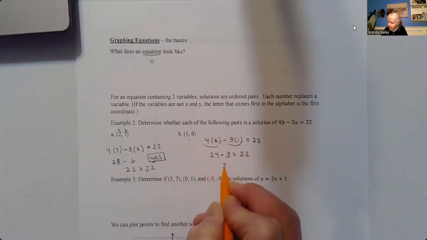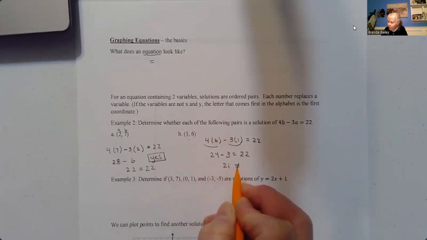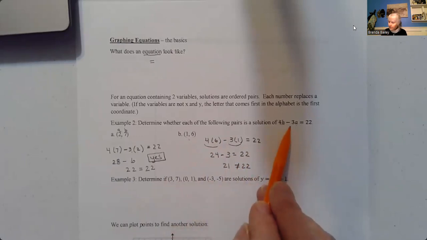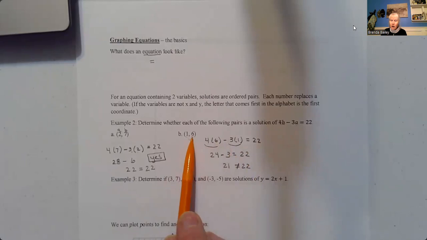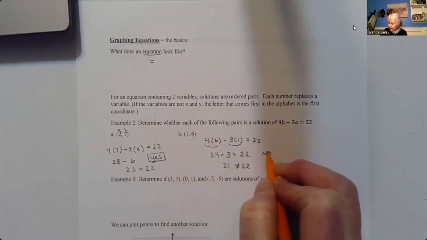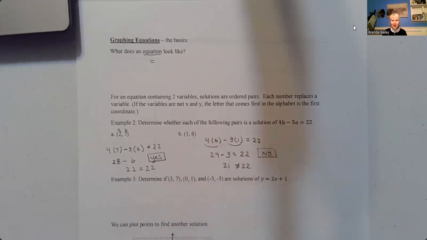This right here is 21, which does not equal 22. So if you were to look at the graph of this, this would not fall on that graph. This is not a solution. So the answer is no. Okay, all righty. Let's look at another example here.